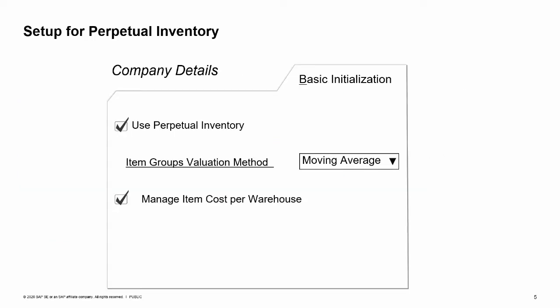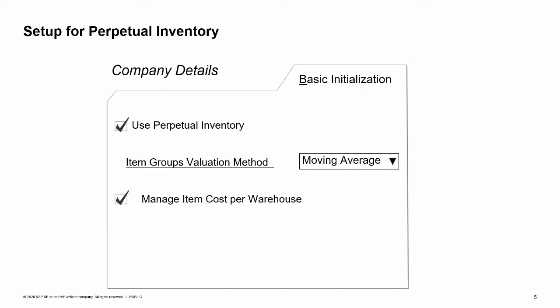If you choose to use perpetual inventory, you need to make the configuration settings during basic initialization before posting any transactions. To activate perpetual inventory, select the checkbox on the Basic Initialization tab of the Company Details window. This transaction is under System Initialization in the Administration module. You can then set a default valuation method for your company. This default will be used whenever you create a new item group. You can, of course, change the default in the item group or any item assigned to the item group.